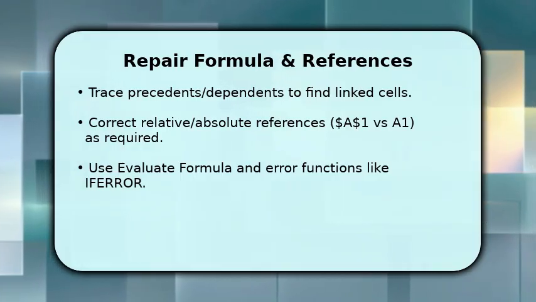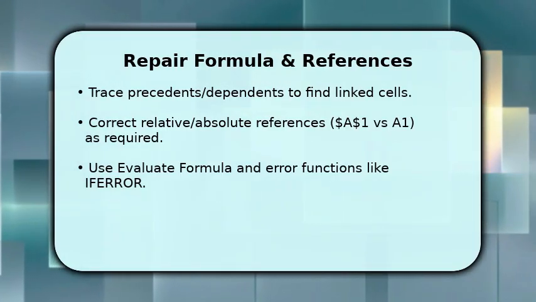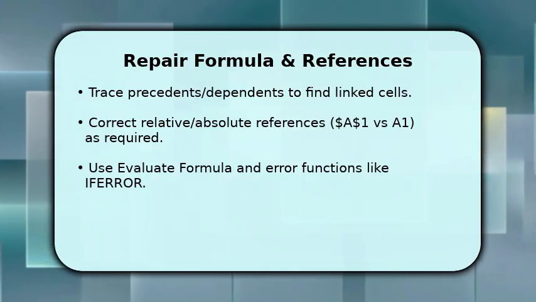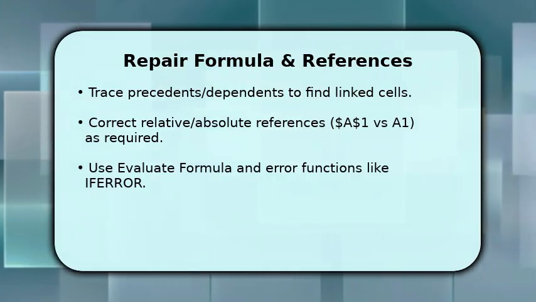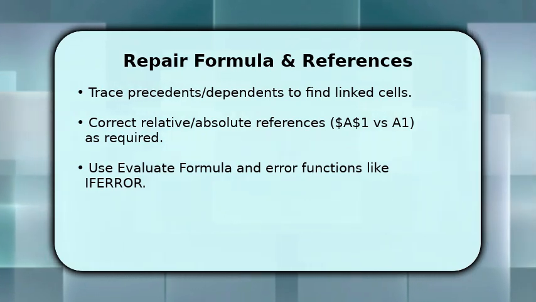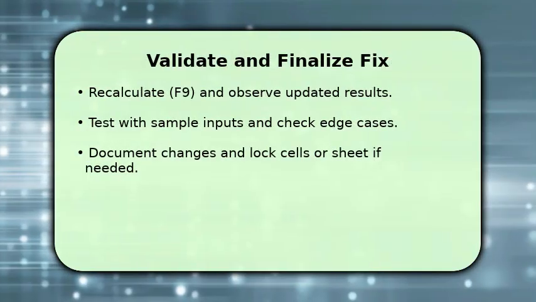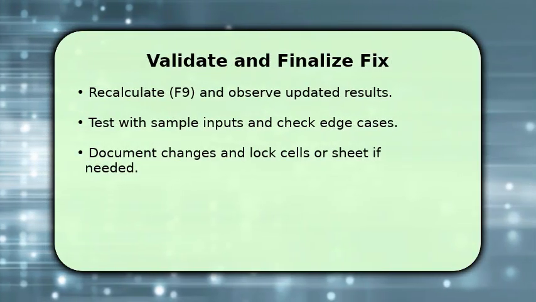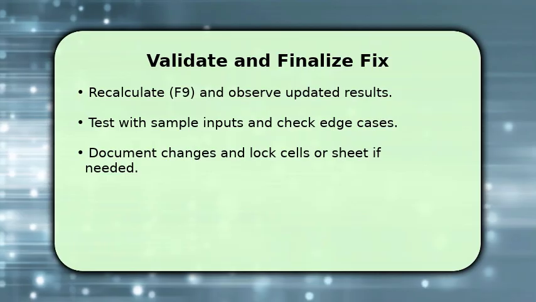If external links or named ranges are broken, update or replace them. Make sure functions receive the correct types. Numbers versus text will change results and must be checked. You finish by recalculating the workbook and testing various inputs to confirm the fix. Press F9 so dependent formulas refresh immediately.